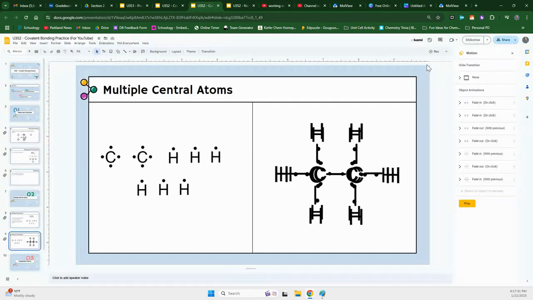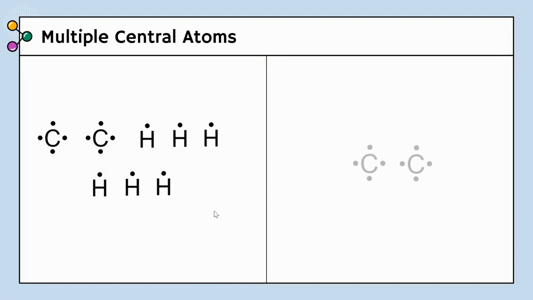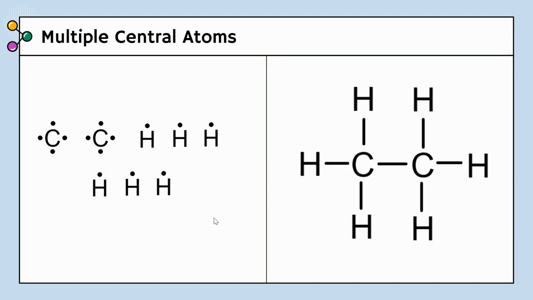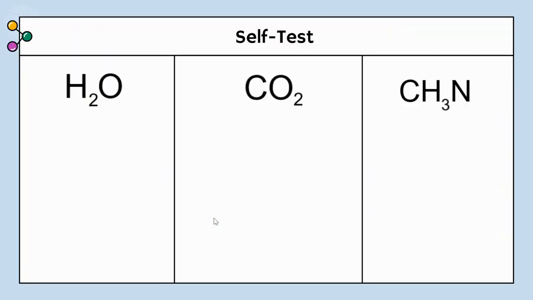The last part of this presentation, I'm going to show. We'll skip this slide because we already went over it. Go ahead and self-test. You want to pause the video now as you try to make the valence structures for H2O, CO2, and CH3N.